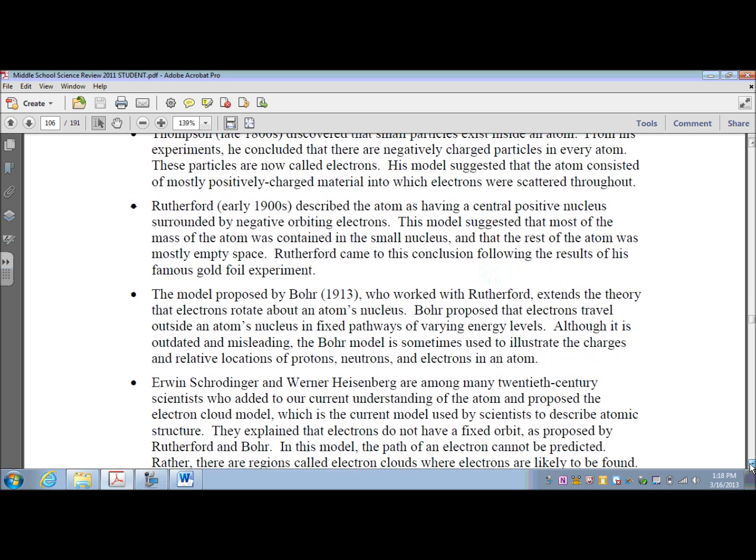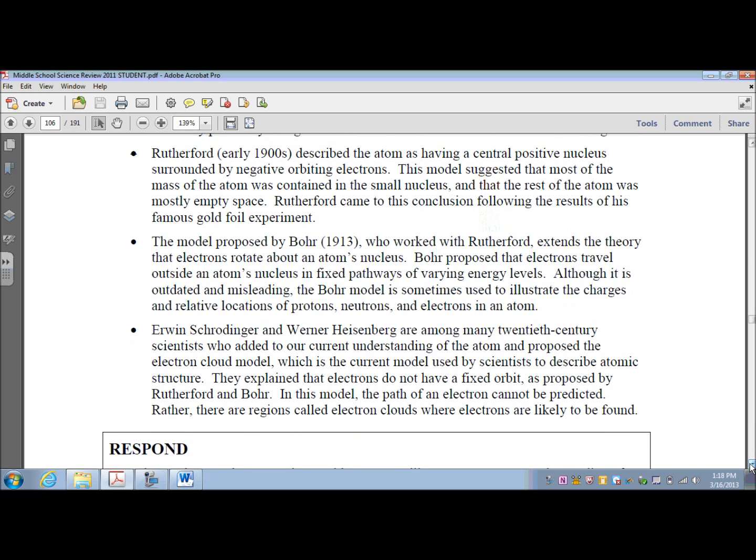Rutherford, in the early 1900s, described the atom as having a central positive nucleus surrounded by negative orbiting electrons. This model suggested that most of the mass of the atom was contained in the small nucleus, and that the rest of the atom was mostly empty space. Rutherford came to this conclusion following the results of his famous gold foil experiment.